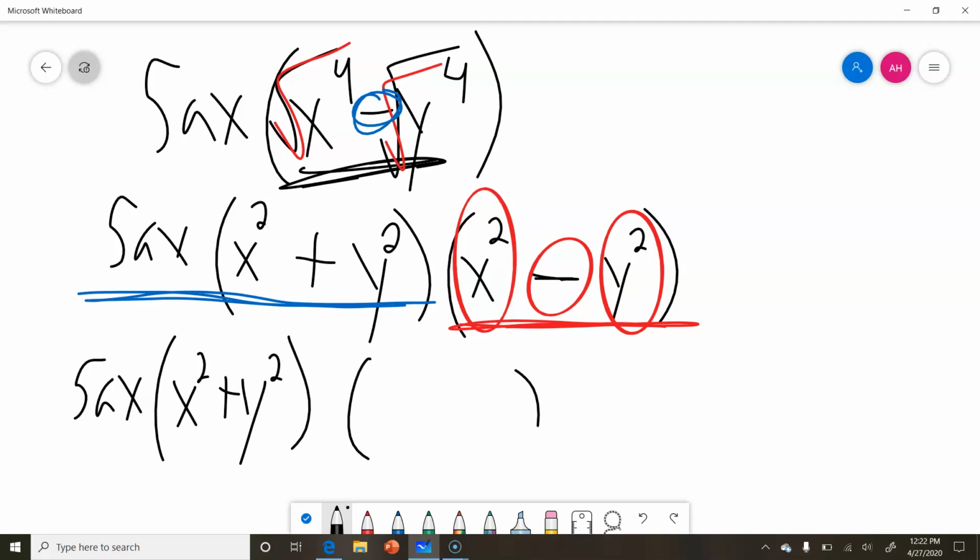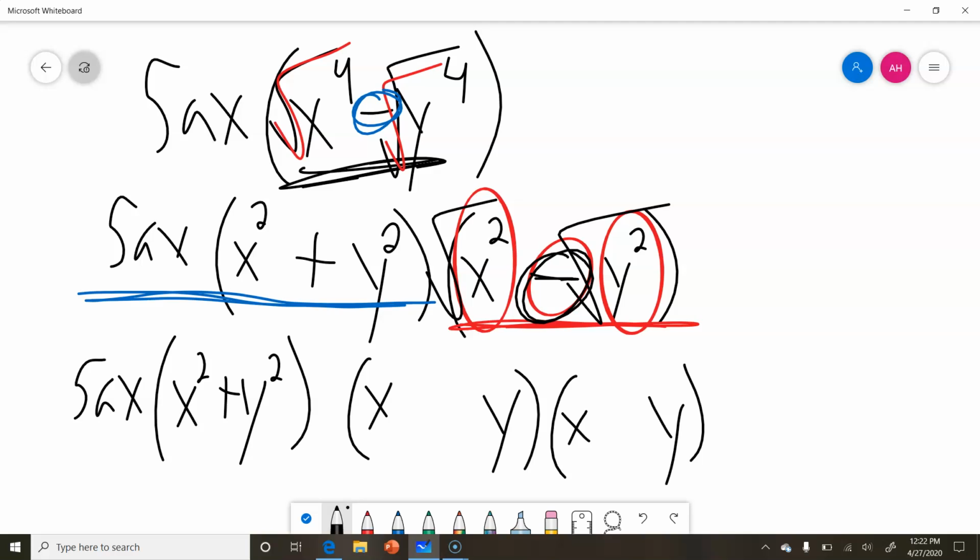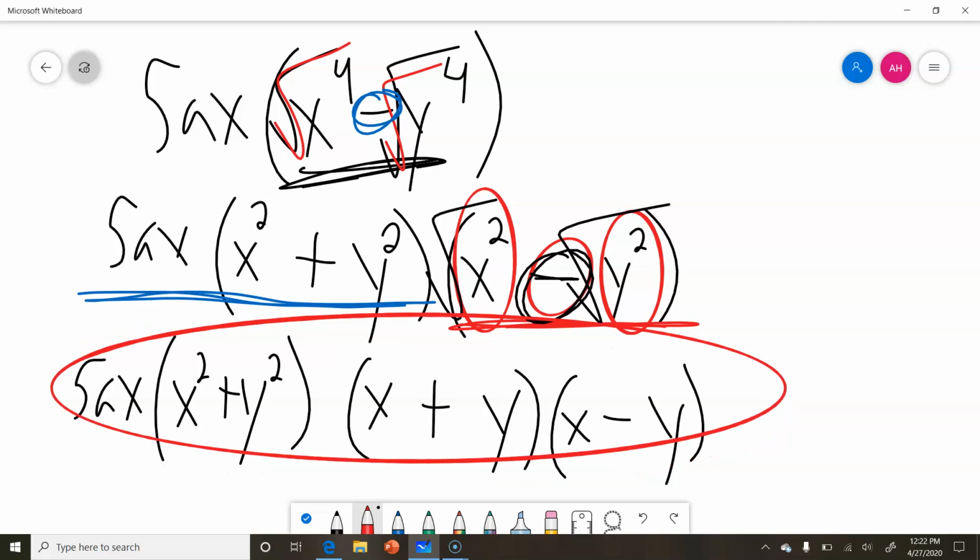Now, I have to do what is the square root of x squared, and what's the square root of y squared? Well, that's x, y, and y, and again, I have that plus sign or that negative sign, so I have a plus and a minus. To get my final answer, now circled here in the red, to look like that right there, where I have x plus y and x minus y times x squared plus y squared, plus the 5ax that I pulled out a long time ago at the beginning of this problem.